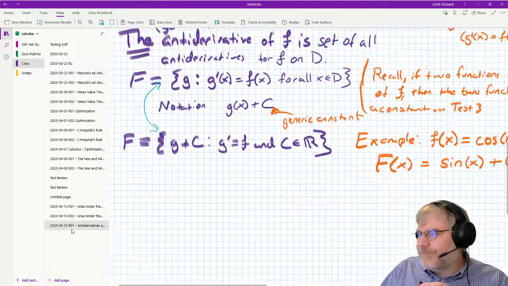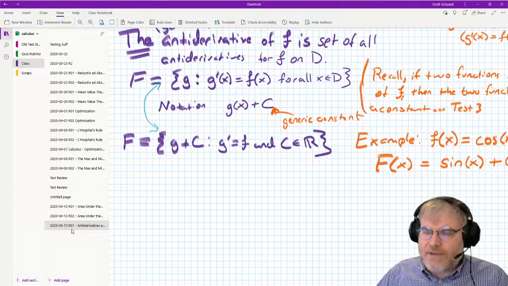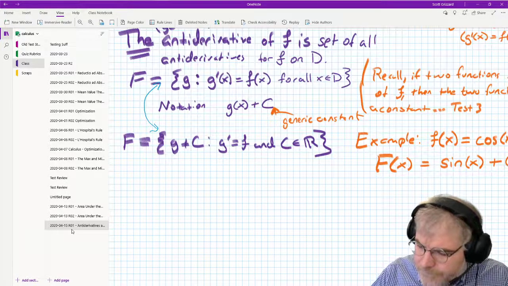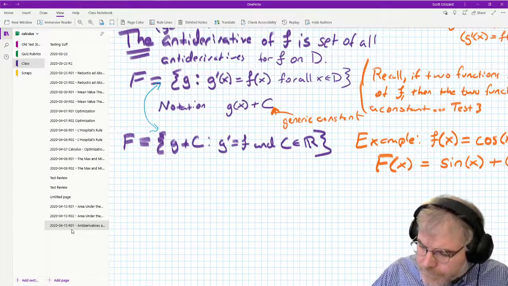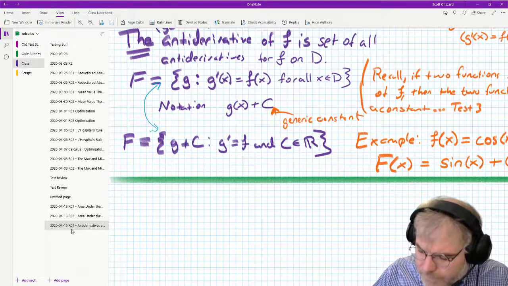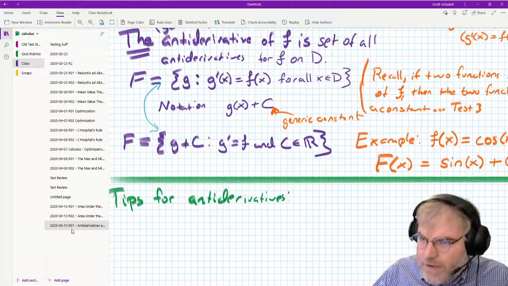Okay. Any other questions? So, tips for antiderivatives. One, write a chart.